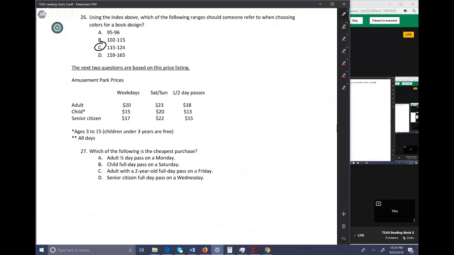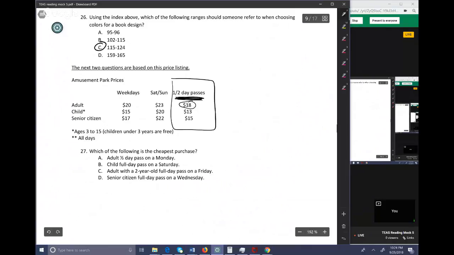One of them says an adult half-day pass on a Monday. So half-day passes are over here. Monday would be a weekday, but it doesn't look like with a half-day pass that it matters. Adults are the first ones, so that is going to be 18. So I'm going to write that down. And then child, full day pass on a Saturday. So a full day on a Saturday is going to be here. A child is here. So that's going to be 20.